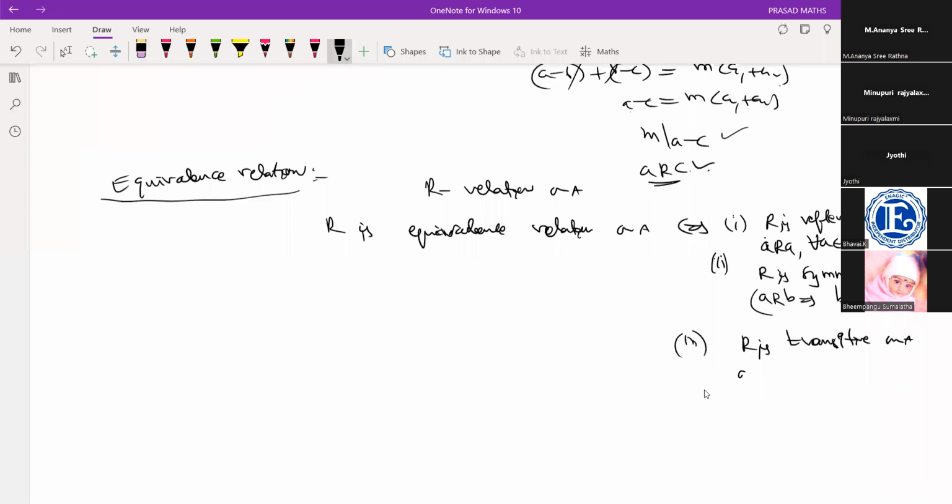On A. That means what? Whenever A is related to B and B is related to C, you need to prove that A is related to C. This is true for any three elements. If that happens, R is an equivalence relation if and only if R is reflexive on A, symmetric on A, and transitive on A. Therefore, if R satisfies the three properties, we can say that R is an equivalence relation.